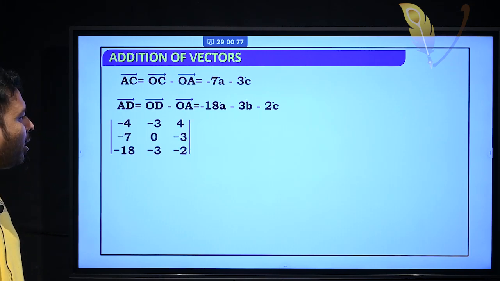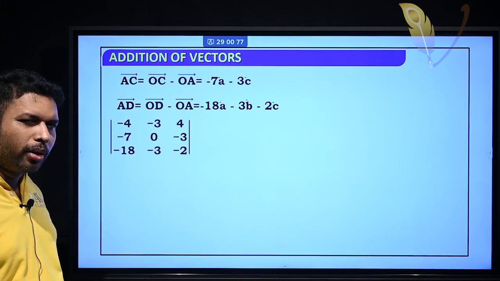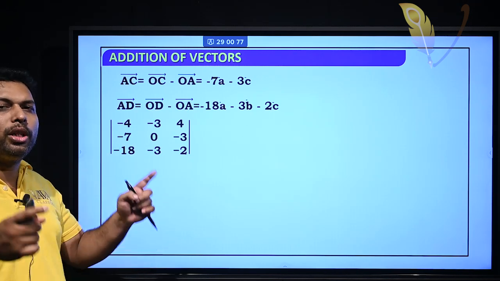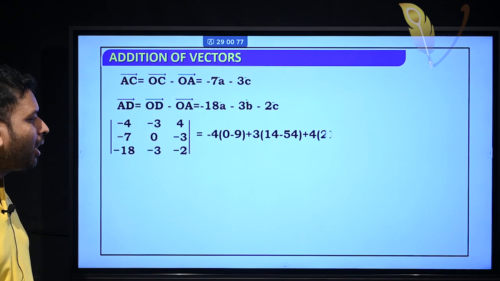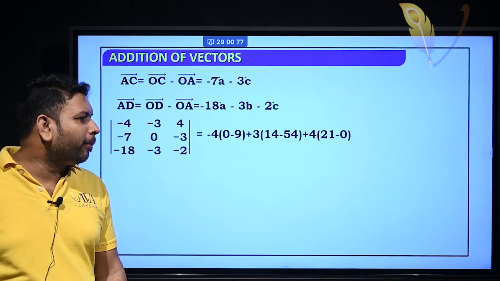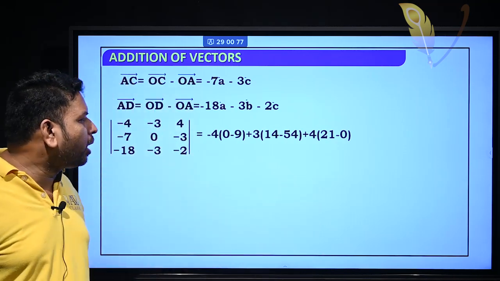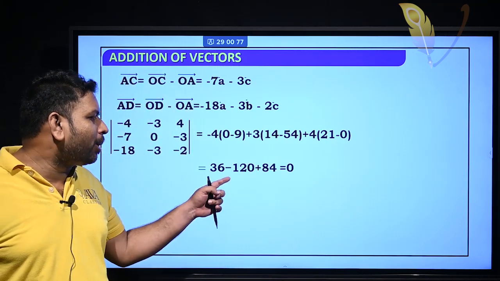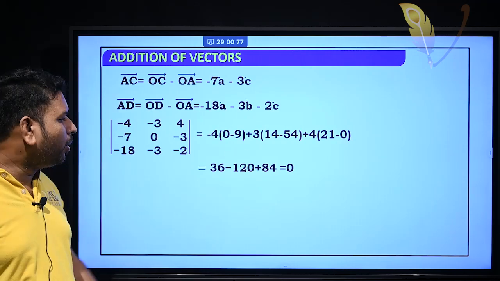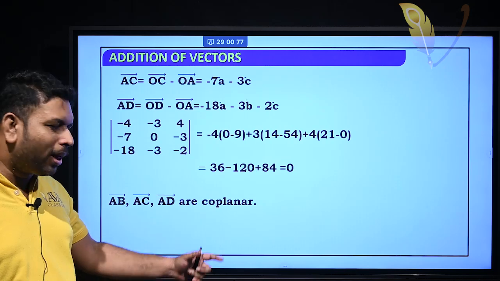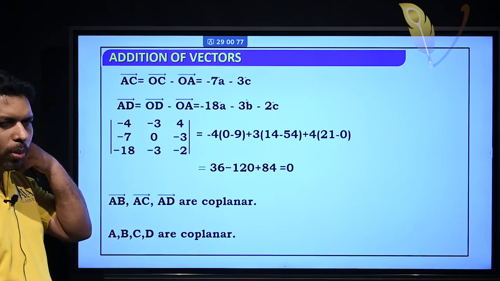So the determinant of minus 4, minus 3, 4; minus 7, 0, minus 3; minus 18, minus 3, minus 2. You see the determinant is minus 4 whole into 0 minus 9 plus 3 whole into 14 minus 54 plus 4 into 21 minus 0, that is 36 minus 120 plus 84, which is 0. Since the determinant is 0, AB, AC, AD are coplanar, so A, B, C, D are coplanar.